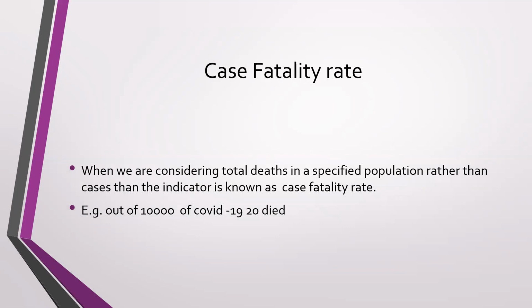Whenever we are considering the cases and we are focusing on the deaths due to the specified disease in a specified population in a given time period, then it's the case fatality rate. For example, out of 10,000 people, 20 people died. Then the answer would be 20 divided by 10,000, and the answer would be the case fatality rate. For this reason, we are only focusing on the total deaths that have occurred in the specified period due to a specified disease.